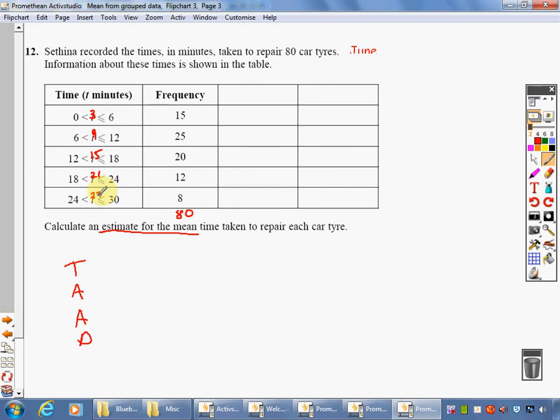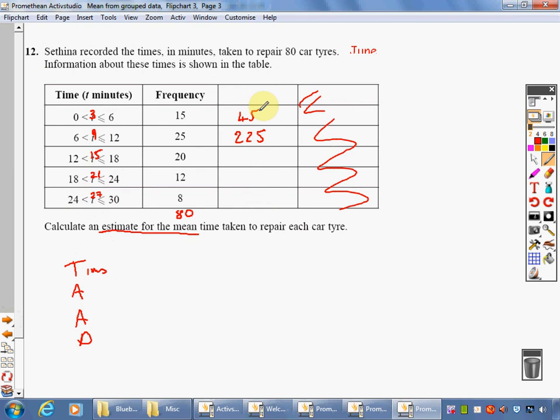Okay, now I've got 2 columns here, and this is what I was saying. This is because I expect you to write your midpoint in here. We haven't done that, so we're not going to need this column or that column, so I'm not going to use that one there. Just leave that. And now I'm going to do, first of all, my times. So 3 times 15, 45. 9 times 25, 225.